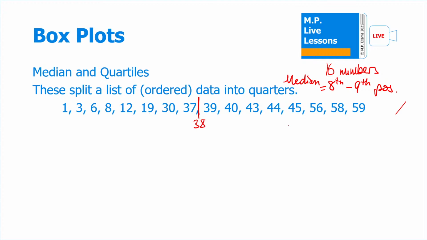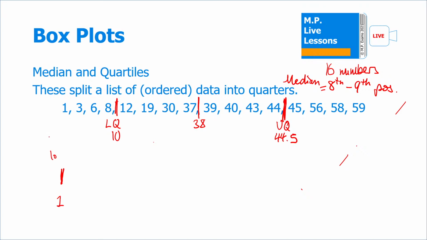And then that will split the data into 2 halves. So this is your lower half, below the median, and the upper half is above the median. Then you'll take the middle of each half list. So this is your lower quartile, which is 10. And then your upper quartile is here, which is 44.5.